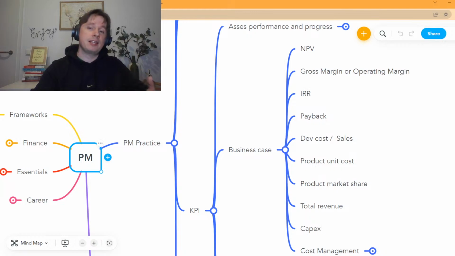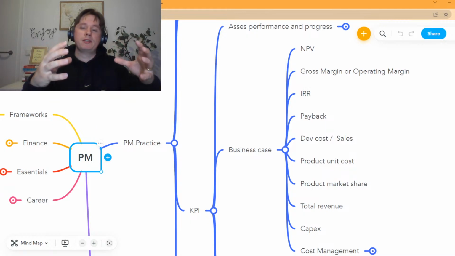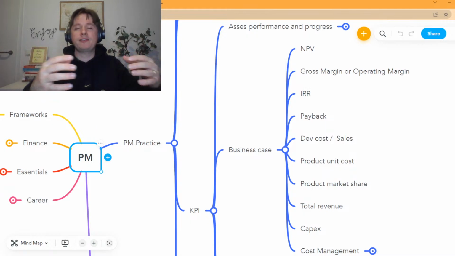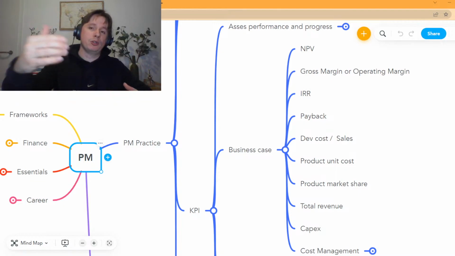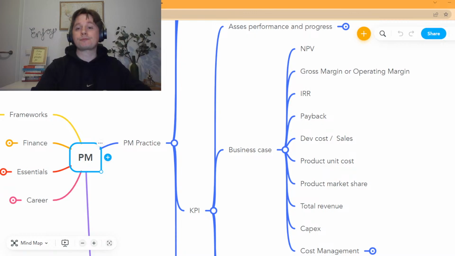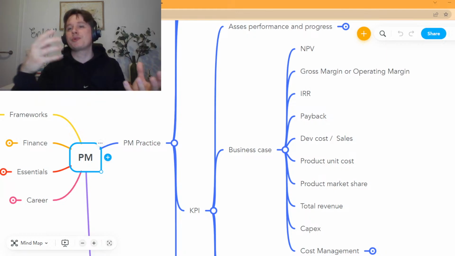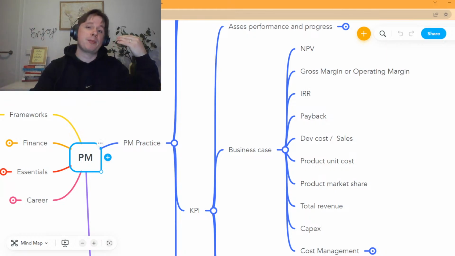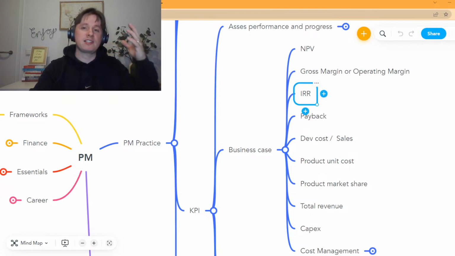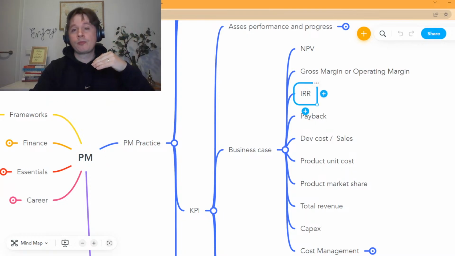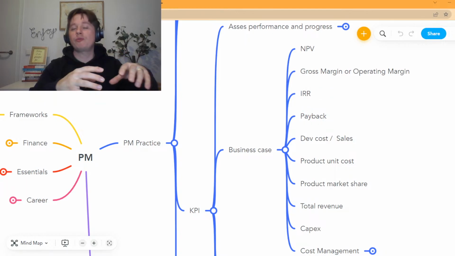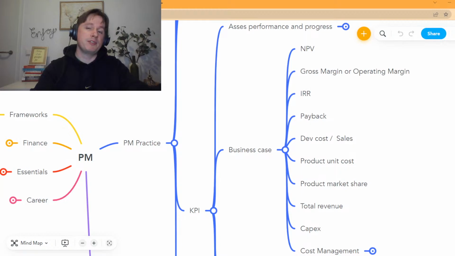You can have the NPV, which stands for net present value, where you are trying to estimate if a project is creating value in the long term or destroying value. You can have a KPI to measure the gross margin of the project or the operating margin of the project, or also the gross margin for the product or the operating margin for the product. You can have a KPI called the IRR, the internal rate of return. In the internal rate of return, you're looking for the interest rate that will bring the NPV to zero.